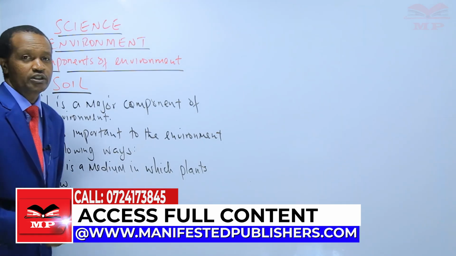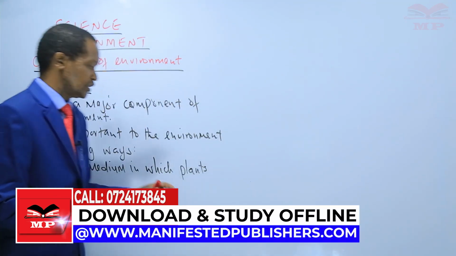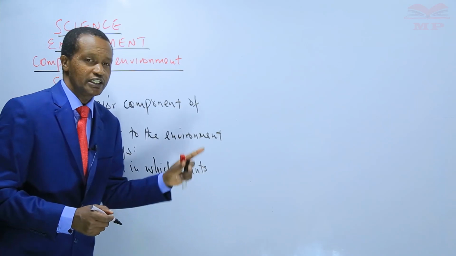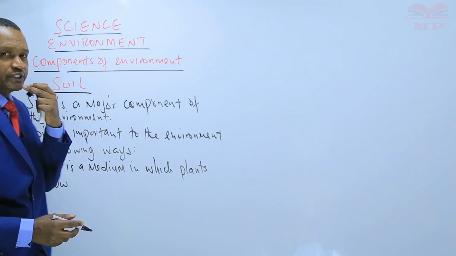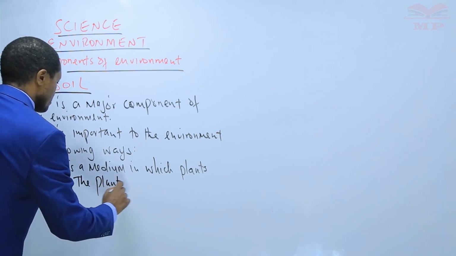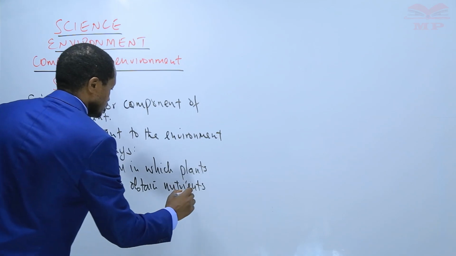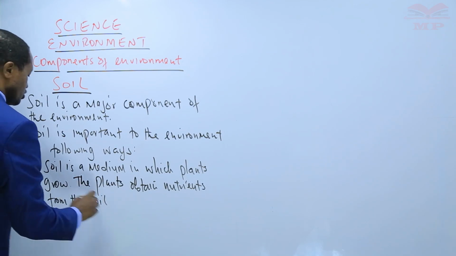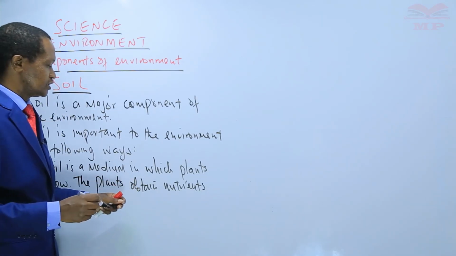That is very important. The plants, learners, obtain food, nutrients from the soil. The reason why we plant our crops in the soil is because the nutrients that plants need in order to grow are found in the soil. So the plants obtain nutrients from the soil. They obtain their food from the soil.